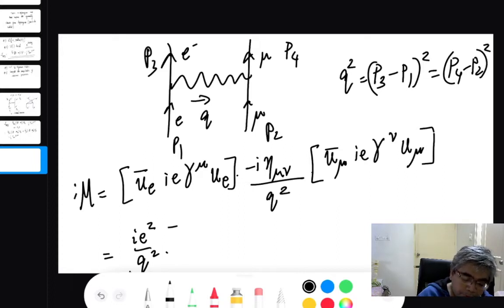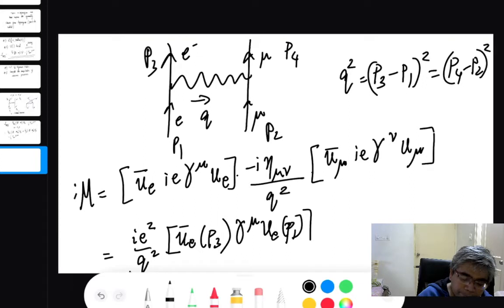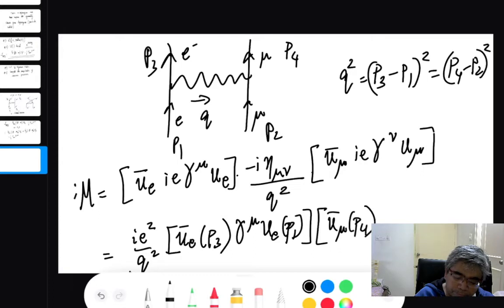So this is UE bar P3 gamma mu UE of P1 times, this is UE bar means the U of the electron field. Okay, the U of the electron field is different from the U of the muon field, right? Essentially, this is U mu bar of P4 gamma nu U mu of P2. So, this is the muon field.